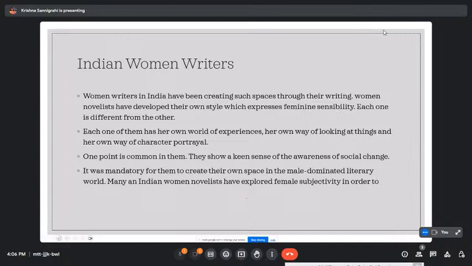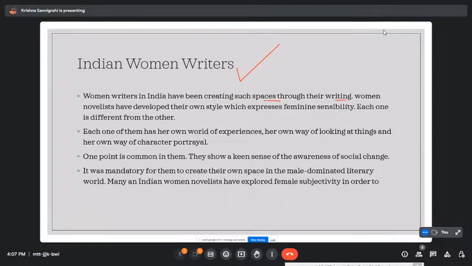So the next category which we can read about is Indian women writers. Women writers in India have been creating such spaces through their writing, wherein women novelists have developed their own style which expresses feminine sensibility. Each one is different from the other. So women writers have been creating what? Such spaces through their writing.